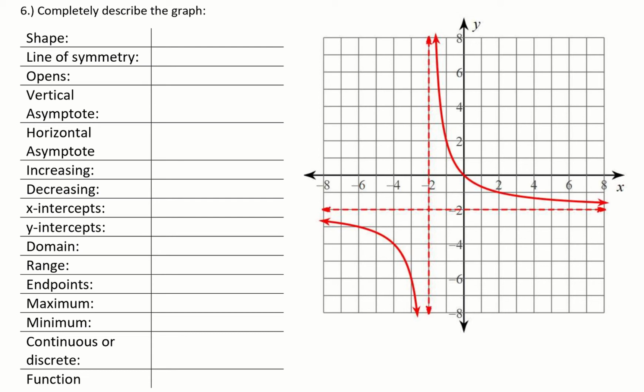All right, so we're describing the graph of a hyperbola function. What we want to do first is the shape. You might want to say two curves. You might even want to write, maybe in parentheses, that they're opposite of each other, something like that. There's no right or wrong answer.